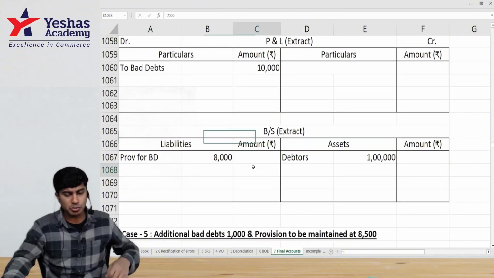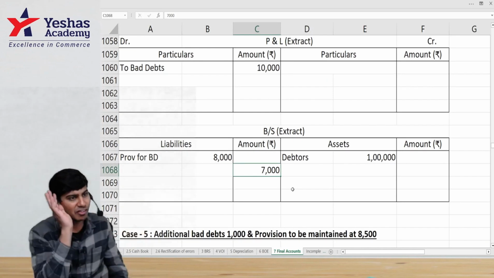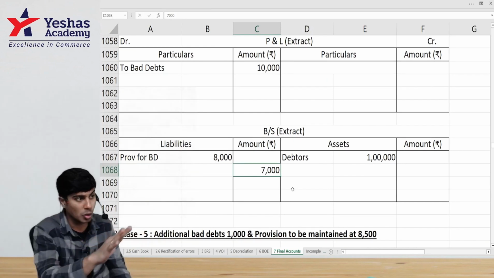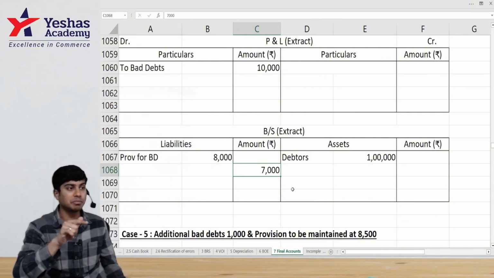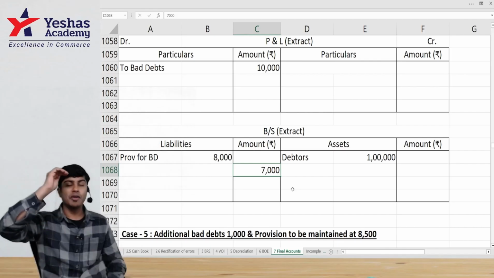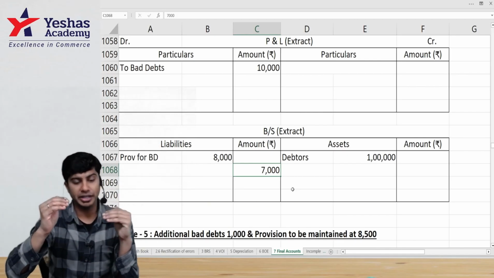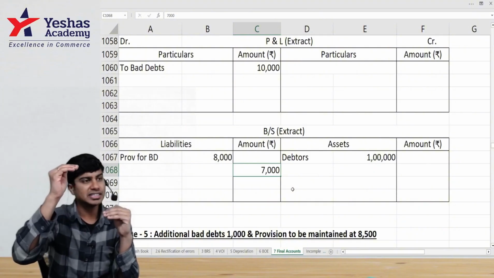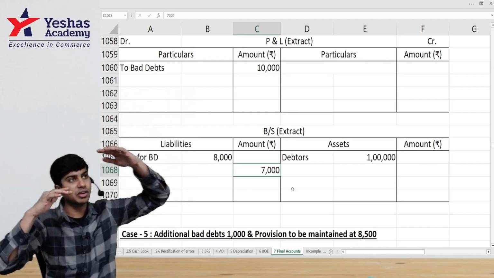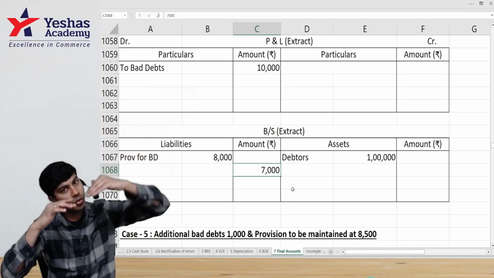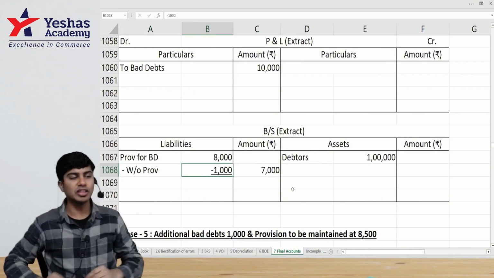If there is no provision, I will create full 7,000 provision, expense and liability. But there is existing provision. I need to compare the provision to be maintained with existing provision. What is the provision to be maintained? 7,000. What is the existing provision? 8,000. There is already provision of 8,000. I would have to maintain it at 7,000. What should I do? Bring this 8,000 down by 1,000. So it is not creation of provision in this case. We are writing off 1,000 provision.